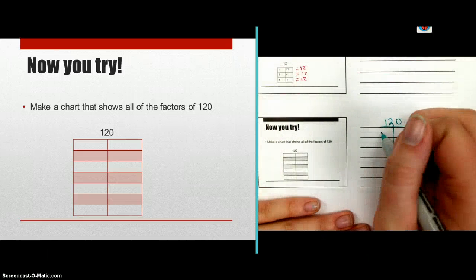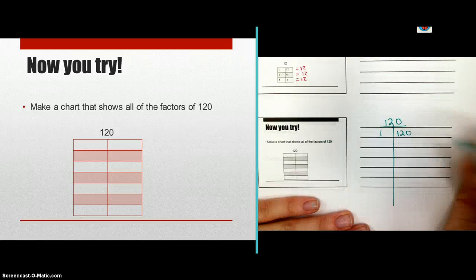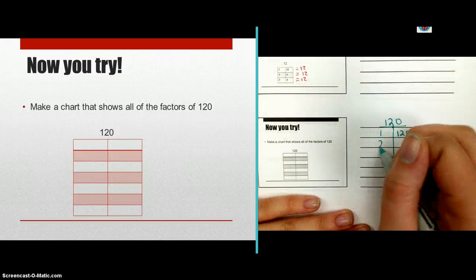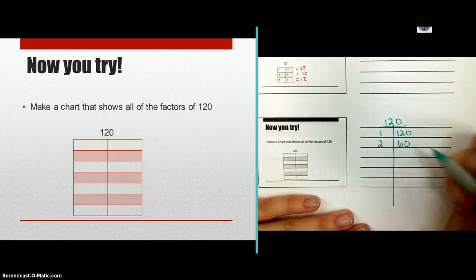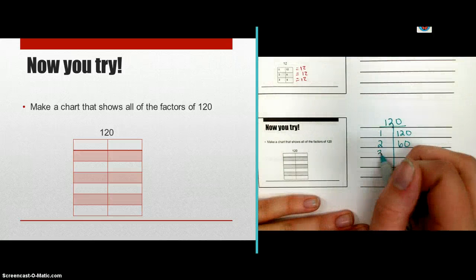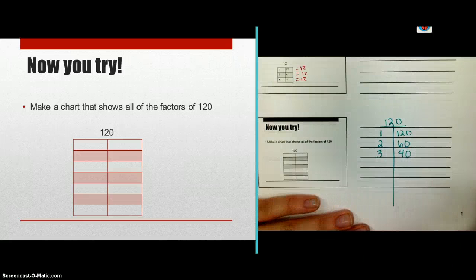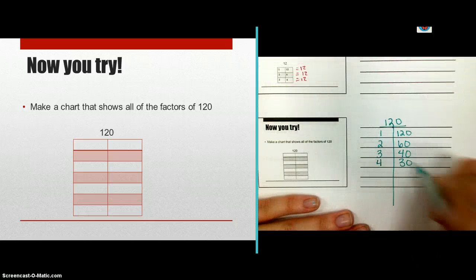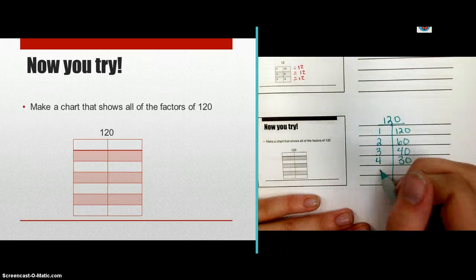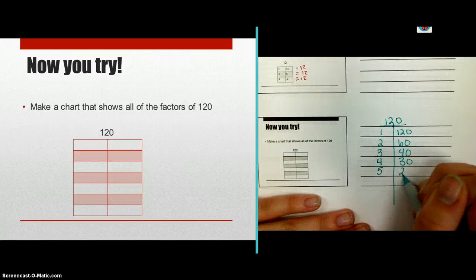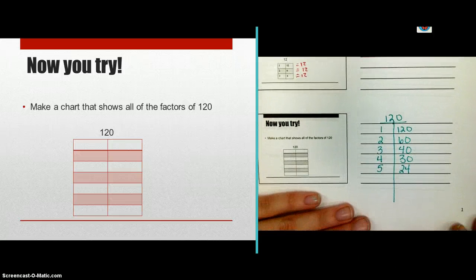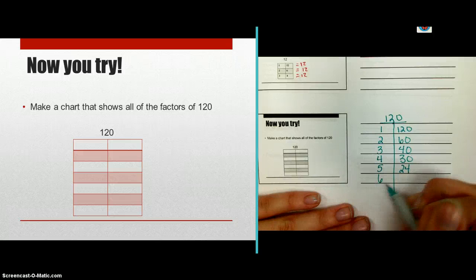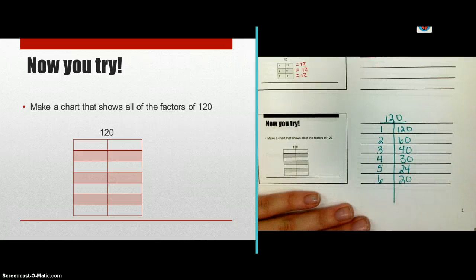Of course, we have 1 and 120. 2 times 60 gives us 120. 3 times 40 gives us 120. 4 times 30 is 120. 5 times 24 is 120. 6 times 20 is 120.